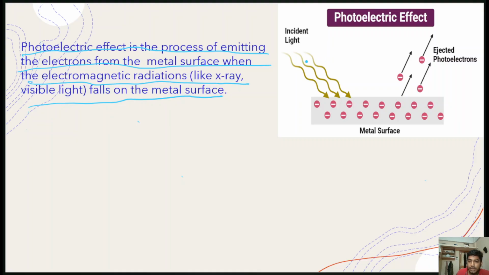Here you can see in the diagram that incident light falls on the metal surface, and instantly photoelectrons, or electrons, are ejected from the metal surface. This simple phenomenon is called the photoelectric effect.